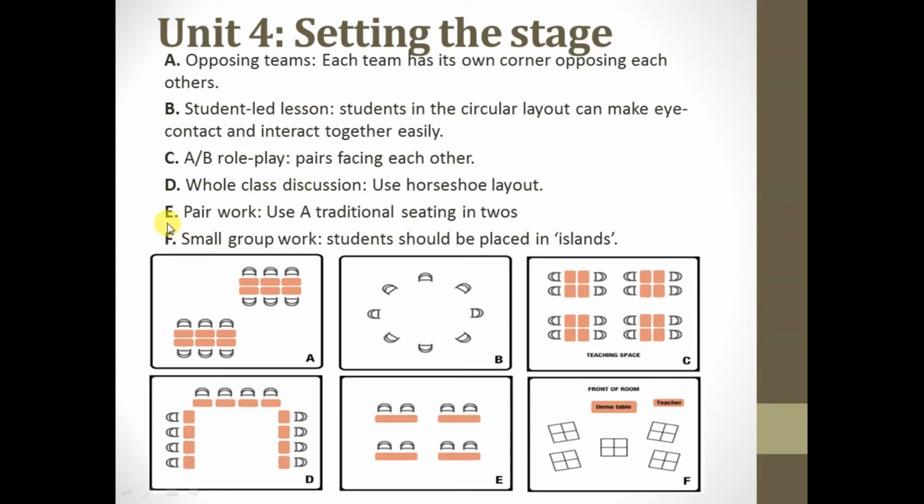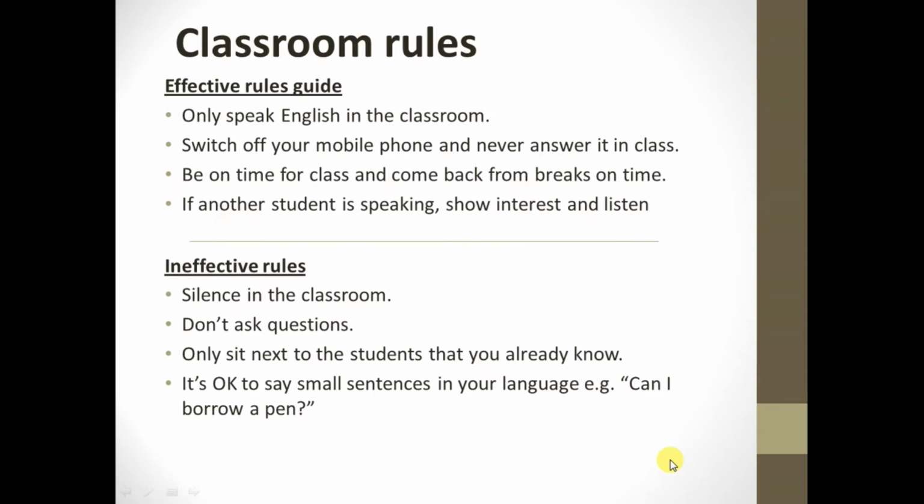Layout E is the traditional one, in which two students sit next to each other. The last one is where each group is an island, so each group is working separately. We divide the whole classroom into small groups, each group working together separately, and we call this island. Each group is an island itself.